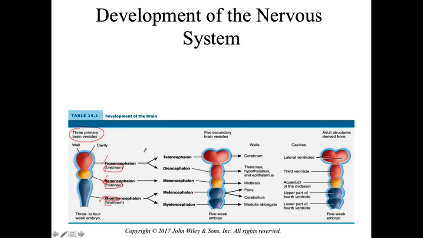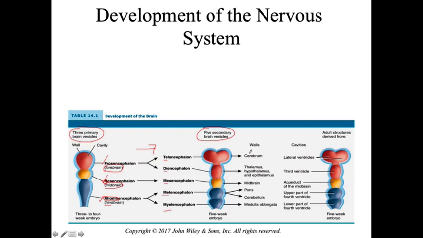Now, from that, we develop into 5 secondary brain vesicles. And the way you can remember those 5 is tel di, mes met my. Tel di, mes met my. And this is from superior to inferior.